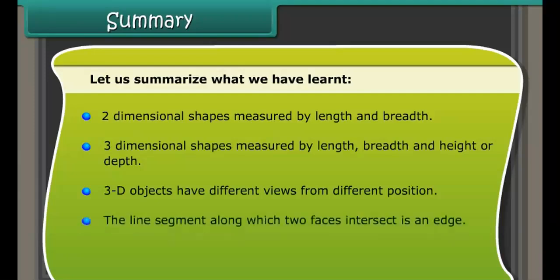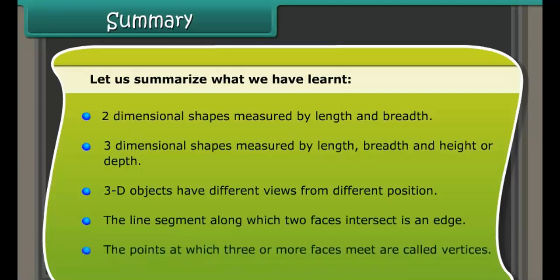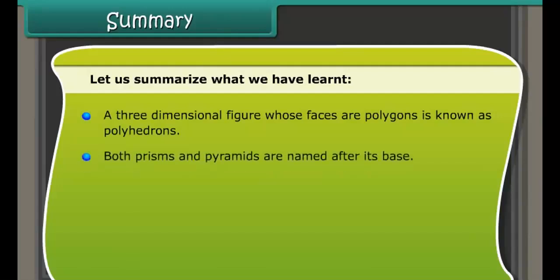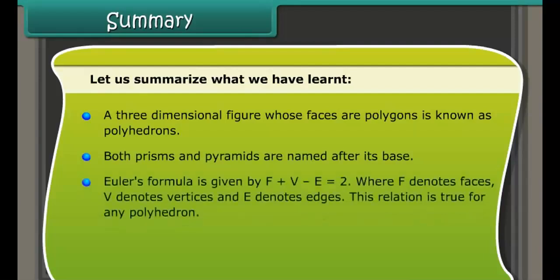The line segment along which 2 faces intersect is an edge. The points at which 3 or more faces meet are called vertices. A 3-dimensional figure whose faces are polygons is known as a polyhedron. Both prisms and pyramids are named after their bases. Euler's formula is given by F + V - E = 2, where F denotes faces, V denotes vertices, and E denotes edges. This relation is true for any polyhedron.